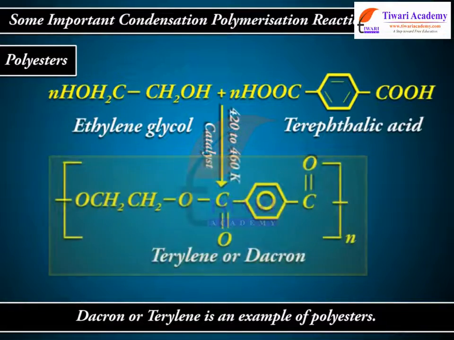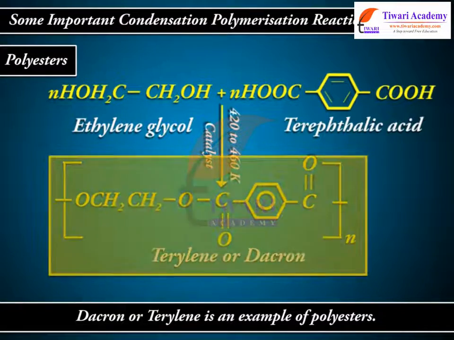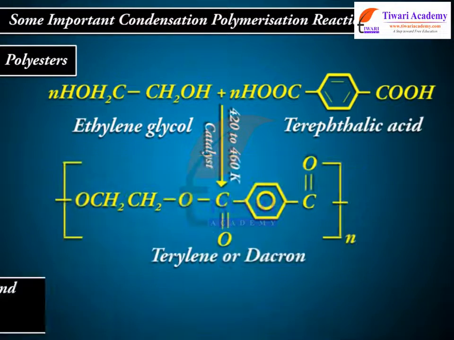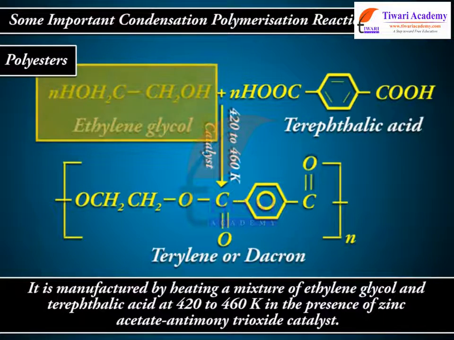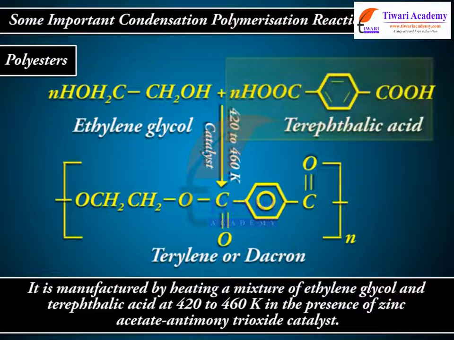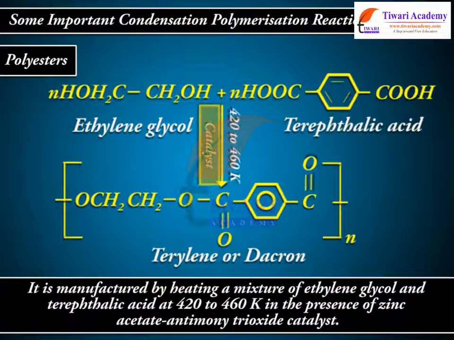Dacron or terylene is an example of polyesters. It is manufactured by heating a mixture of ethylene glycol and terephthalic acid at 420 to 460 K in the presence of zinc acetate antimony trioxide catalyst.